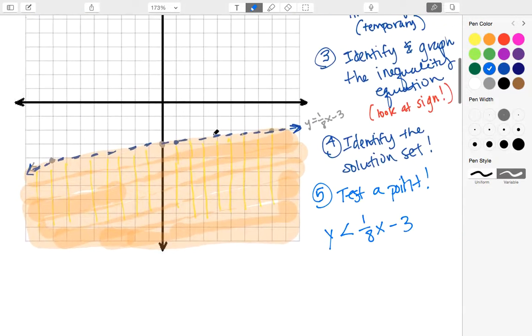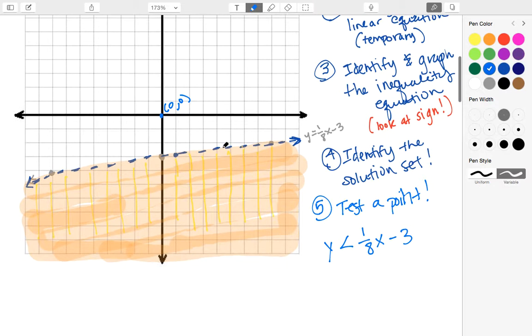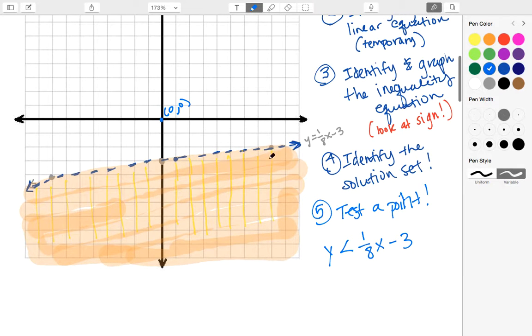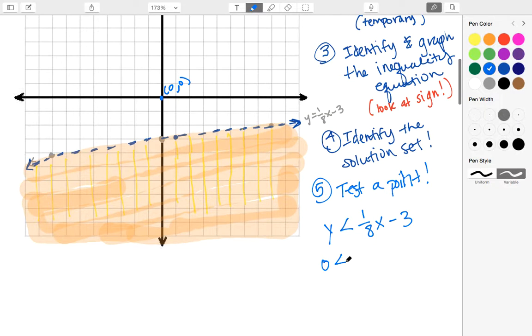Okay, so I'm going to test the point (0, 0), right? So (0, 0) is right here at the origin, so it should not work. If I shade it in the right direction, it shouldn't work, because I'm saying that all the solutions are less than this inequality line. So if I were to substitute, 0 is less than 1/8 times 0 minus 3, well, we get 0 and negative 3.